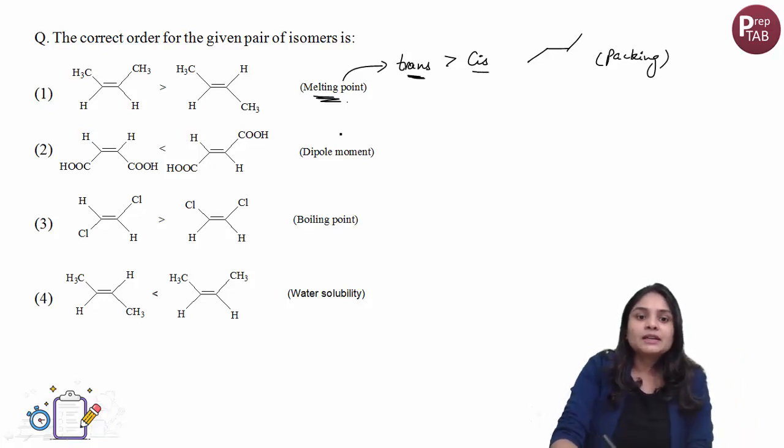Clear? So what are we given? This is trans, this is cis, but this is wrong, right? That cis has more melting point than trans. This is wrong. What about dipole moment?